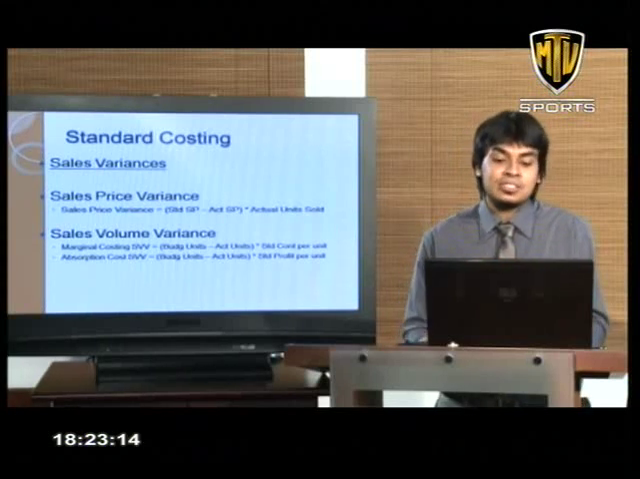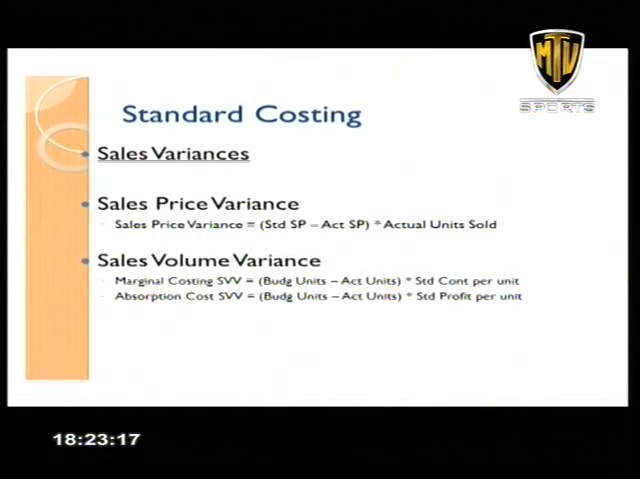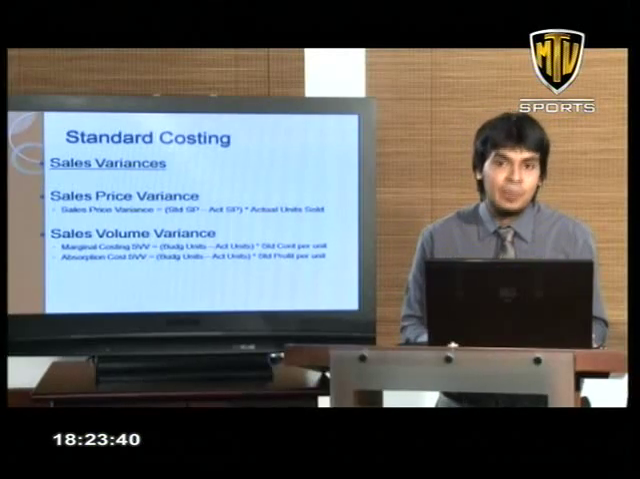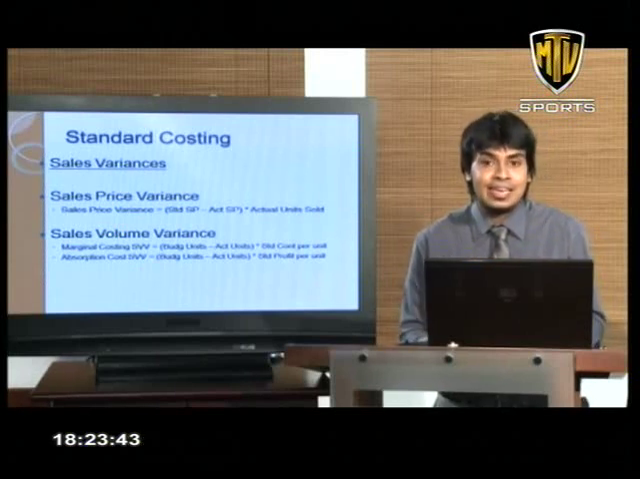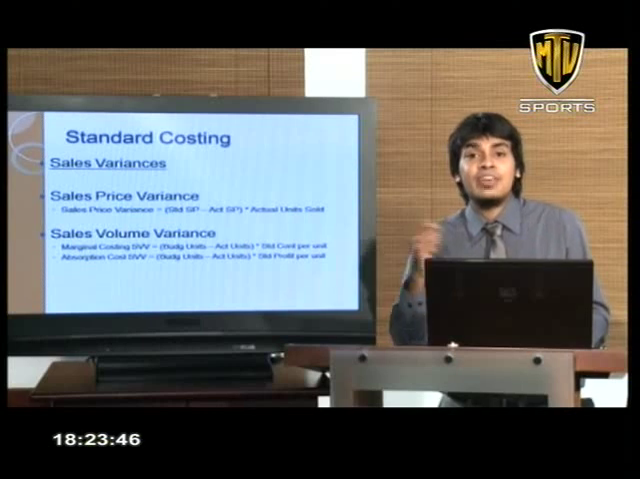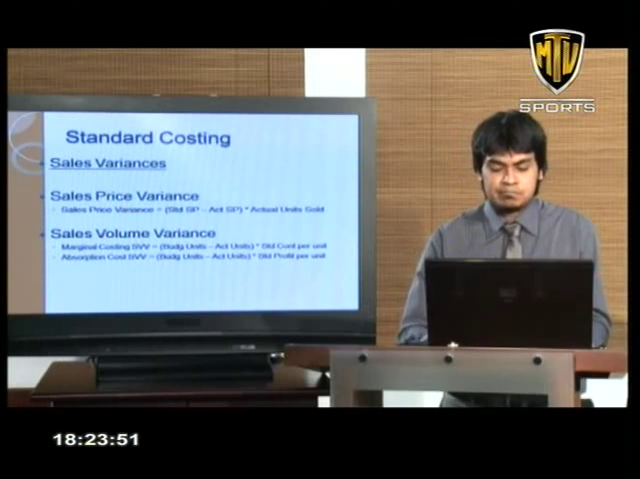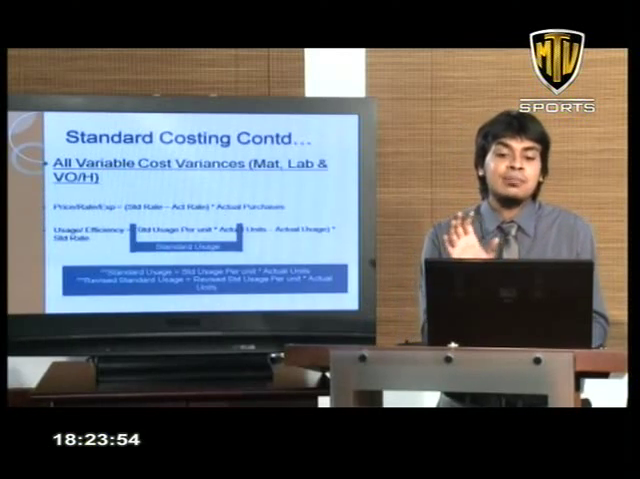If it is marginal costing, then the difference between budgeted units and actual units will be multiplied by the standard contribution per unit. But if the organization is using absorption costing, then your sales volume variance will be calculated by multiplying the difference between budgeted units and actual units by the standard profit per unit. Now there are different equations that you can use, but based on these equations that I have indicated in this particular slide, a negative answer will lead to a favorable variance and a positive answer will lead to an adverse variance.